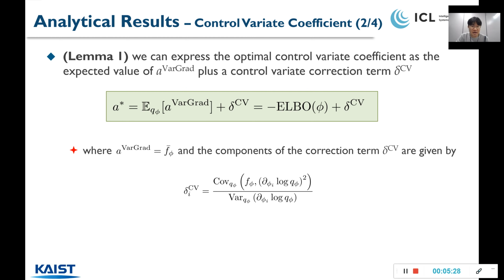Lemma 1 states that we can express the optimal control variate coefficient as the expected value of A VarGrad plus a control variate correction term as shown here, where A VarGrad is empirical average of log ratio and the component of the correction term is defined as shown here. It means that the control variate coefficient of VarGrad is close to the optimal one.